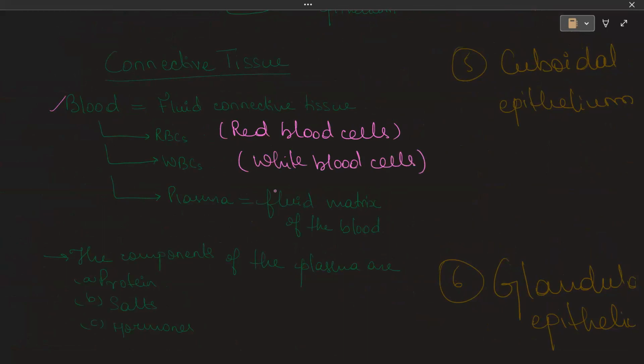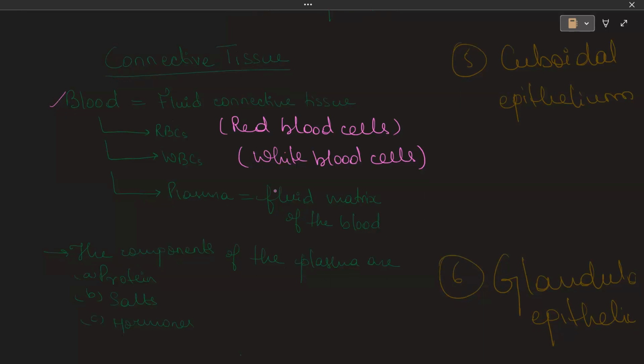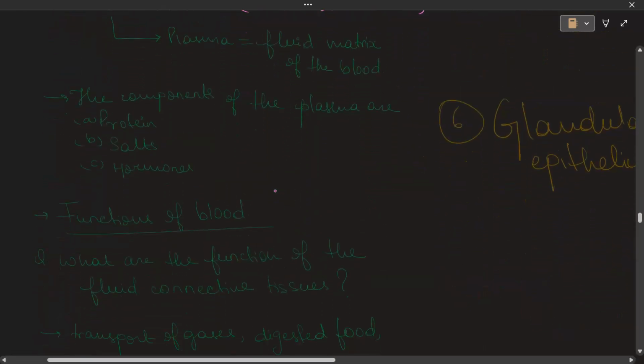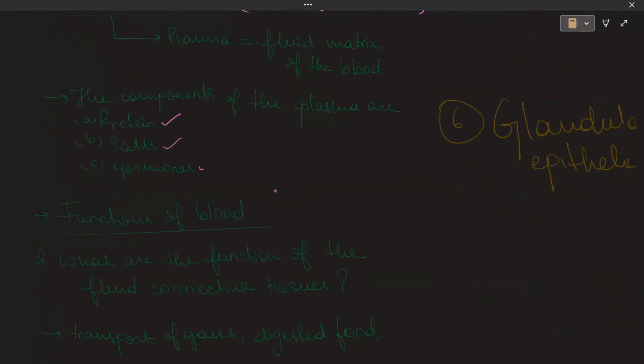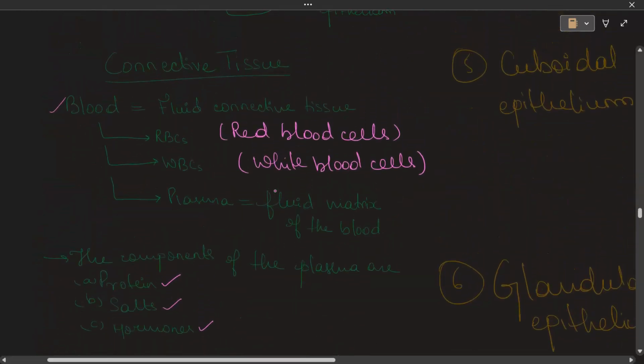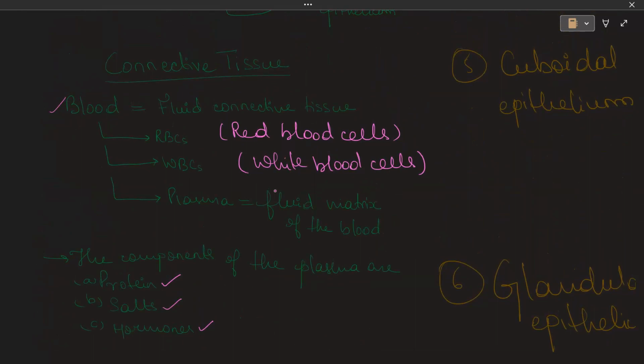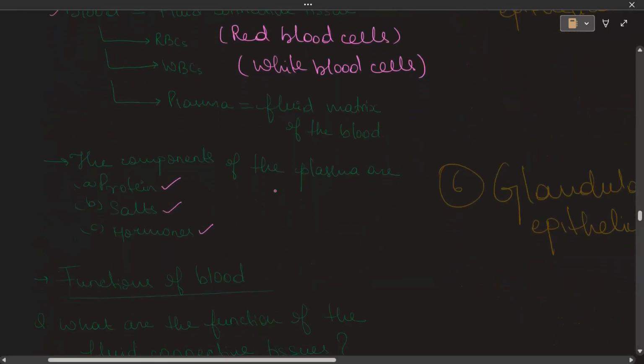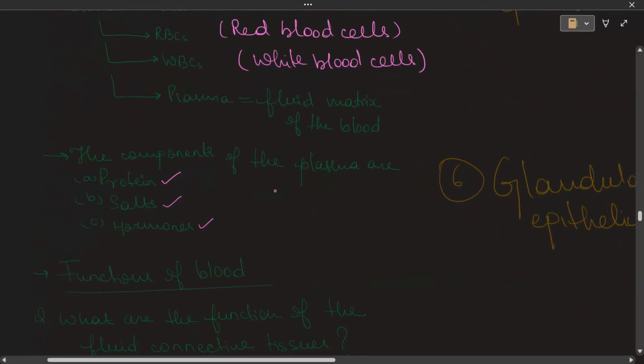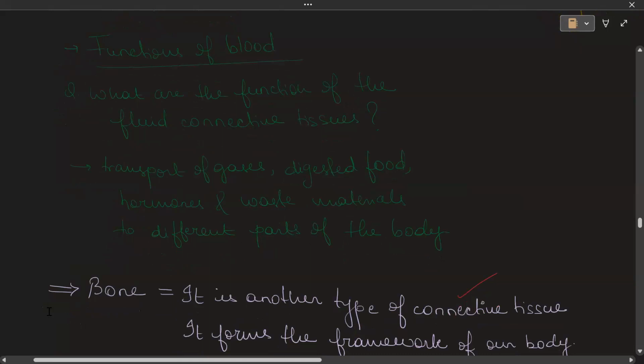And then there is plasma, which is actually the fluid matrix of the blood. Okay, plasma. So let us see what are the components of this plasma. Inside the plasma, proteins are present, certain salts are present, hormones are also present in the plasma. So what are the three components of the blood? There is WBC, there is RBC, and then there is plasma. Inside the plasma, there are proteins, salts, and hormones present. Is it clear to everyone? Yes, ma'am. Okay. You people are able to hear me, right?